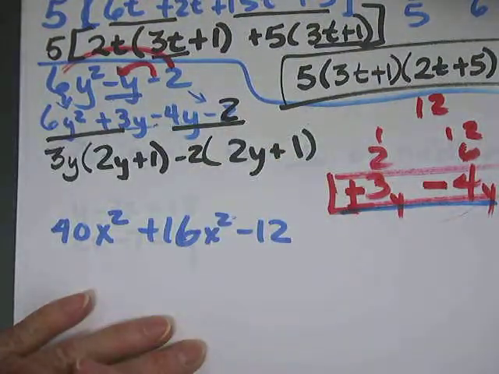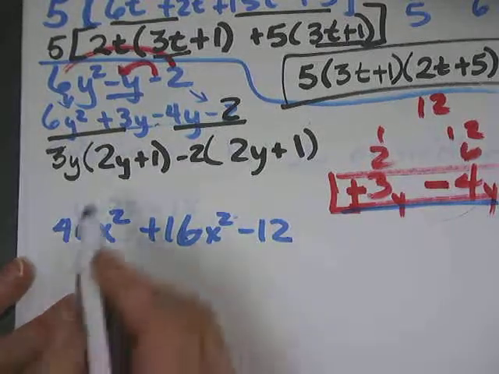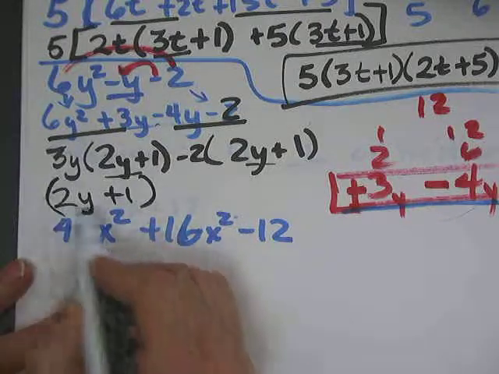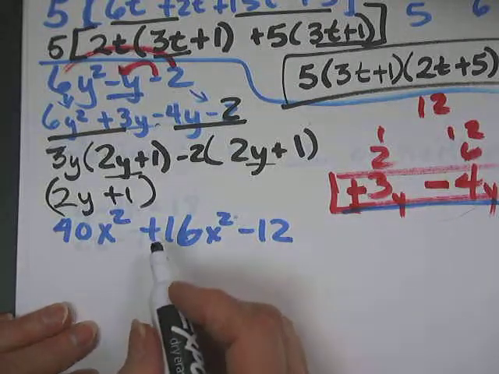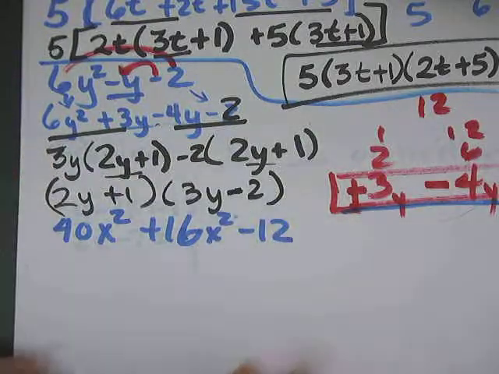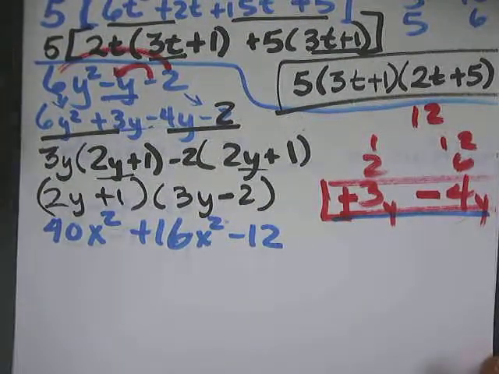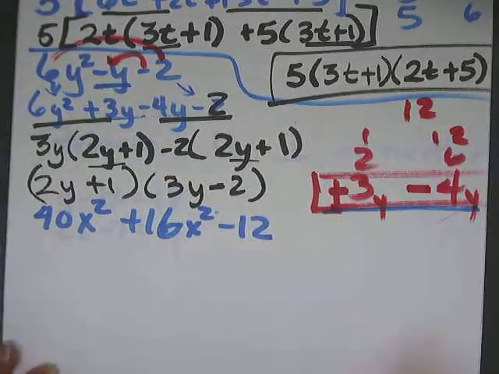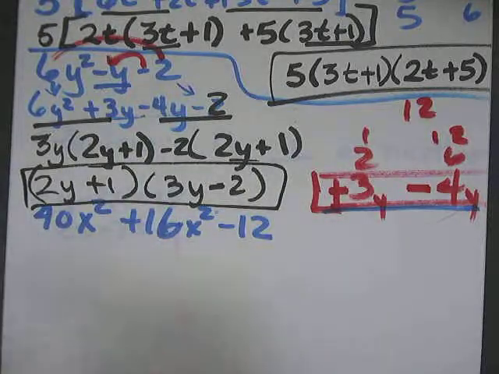2y plus 1. 2y plus 1, right. This, we will have to do the same thing. How are we going to get -4 from this? -2. That gives us -4y, that's good. And that gives us -2, that's good. What do they have in common? 2y plus 1. And then we'll have 3y minus 2.